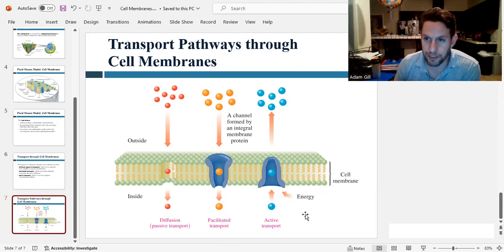Now, active transport is the opposite. This is for large molecules when you want to push them against the concentration gradient. If there's more of them outside and less of them inside, they want to go in, based on diffusion. But what your body's doing is actively pushing them against their concentration gradient. And so it requires energy. And that's why it's known as active transport.